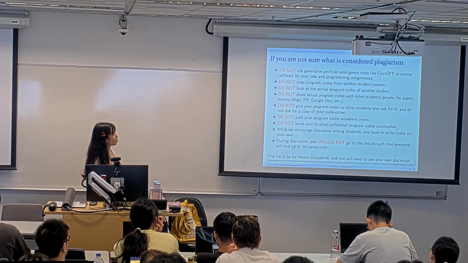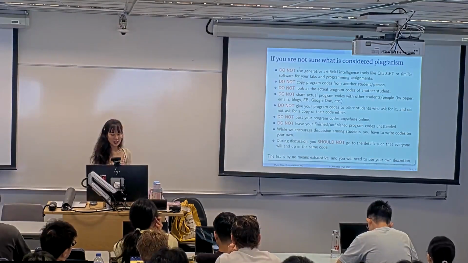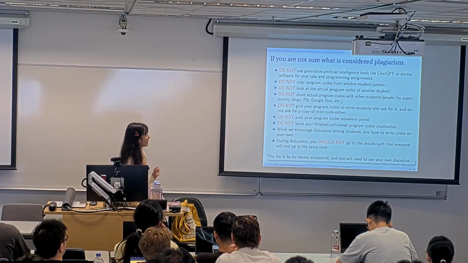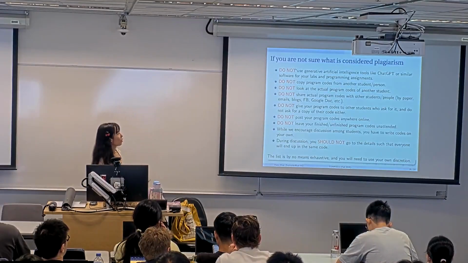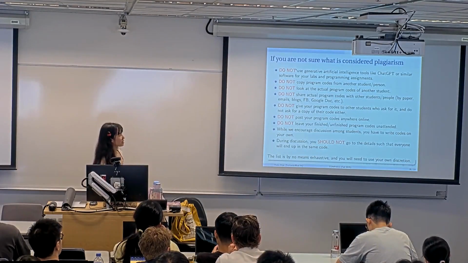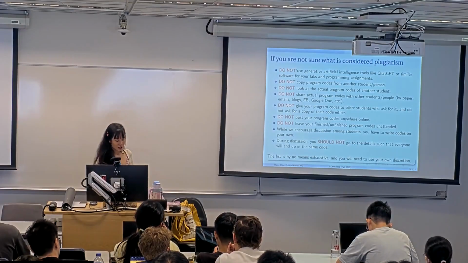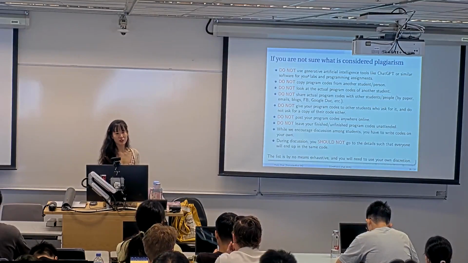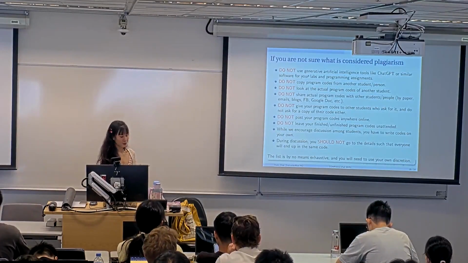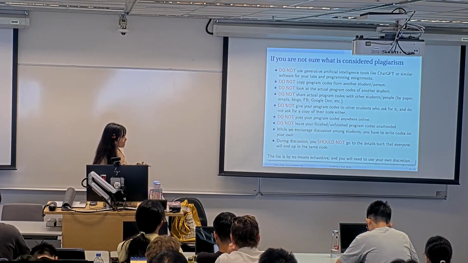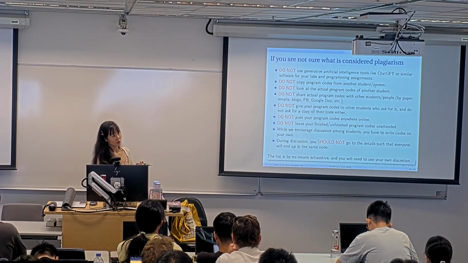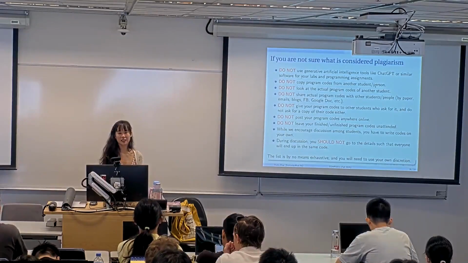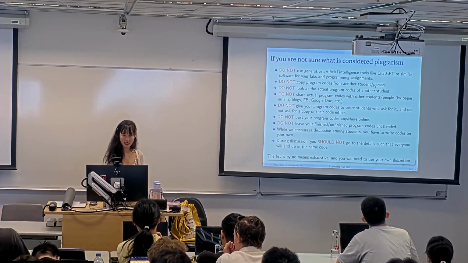If you're not sure what is considered plagiarism, these are some guidelines. Do not use generative AI tools like ChatGPT or similar software for your labs and programming assignments. Know that generative AI tools are forbidden in the course. You have to finish all your coursework independently. Do not copy program code from another student or another person. Make sure everything you write is really written by you, not copied from others.